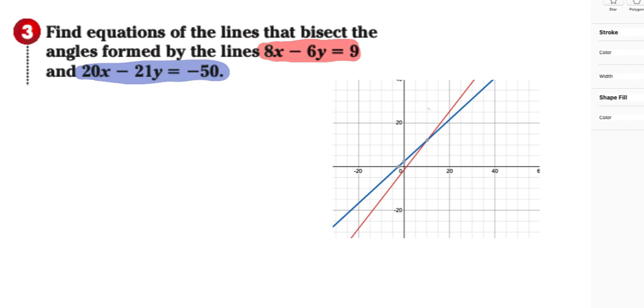The next thing we need to do is think about what the bisectors look like and how that relates to what we've been talking about before.